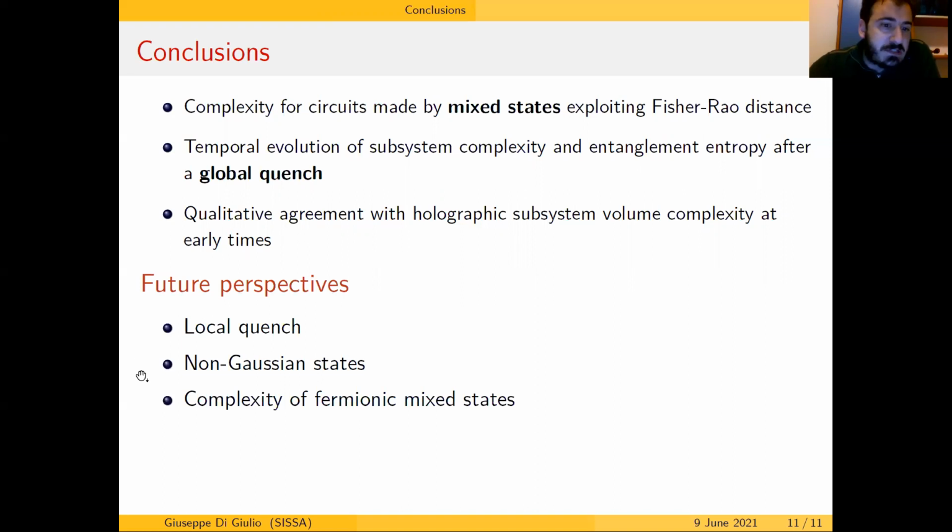As future perspectives, we can surely investigate other quench protocols, like for instance the local quench, or explore other geometries of the set of mixed states, like for instance considering non-Gaussian states, or, more interestingly, also the complexity of fermionic mixed states.